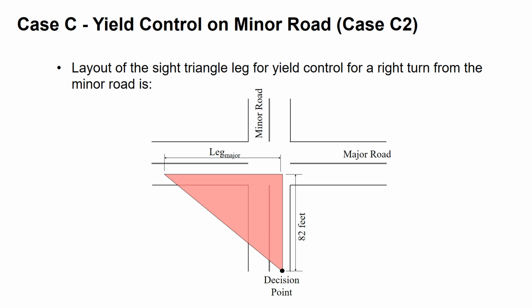Case C2. This is our right turn, so we're approaching the intersection. We're going to yield at this intersection. We have our decision point. We're now given this distance from the middle of that closest lane to us of 82 feet, and we need to determine or calculate the length of that leg along the major road.